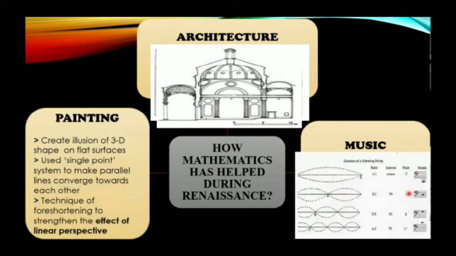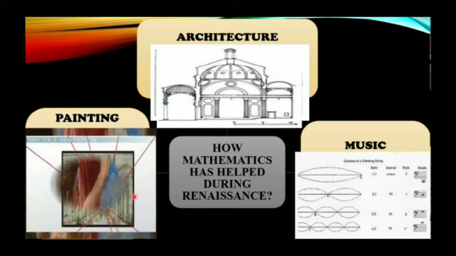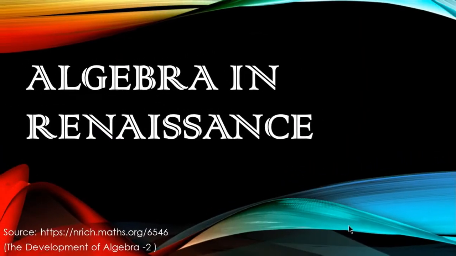Thirdly, they contributed in painting, where they started to create 3D shapes on flat surfaces. They used a single point system to let things converge, and the third was the technique of foreshortening to strengthen the effect of linear perspective. As you can see, this is the 3D painting. This is the perfection of linear perspective where they start from a point and converge the lines, and this is a complete Algebra in Renaissance.